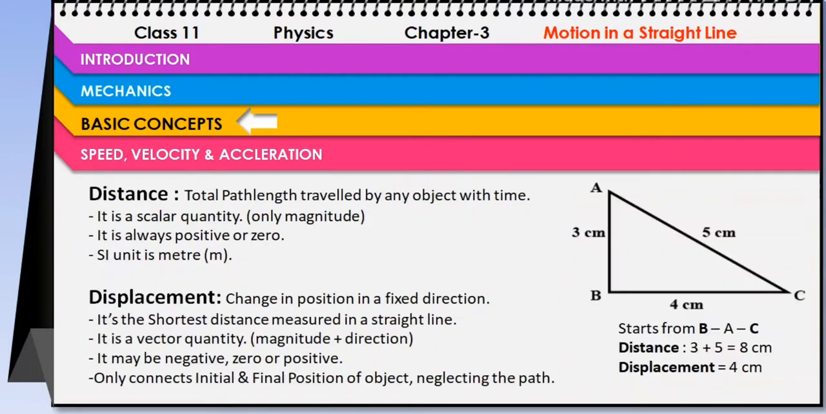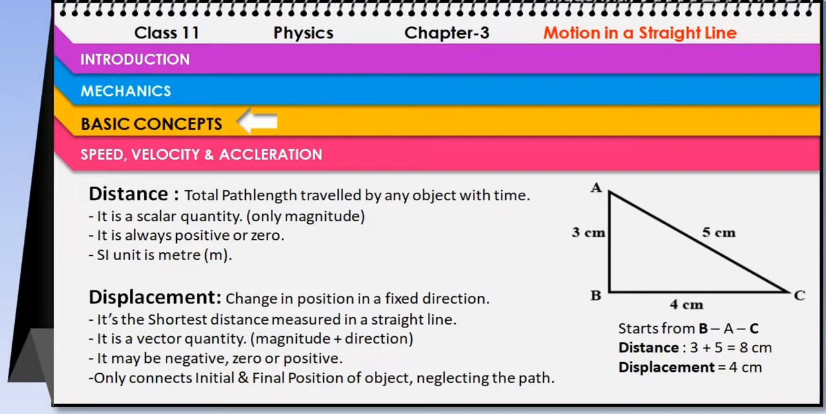Clear? Let us go for some more basic concepts like distance and displacement. Now distance is the total path length traveled by any object with time. It is a scalar quantity. What does that mean? That means that distance is only dependent on magnitude, not on the direction. Distance is always positive, or even in case of a stationary object it may be 0. What is the SI unit? SI unit of distance is meter. Clear?